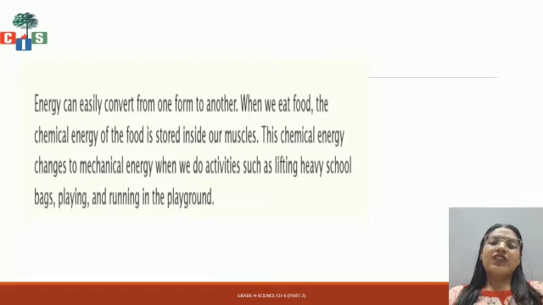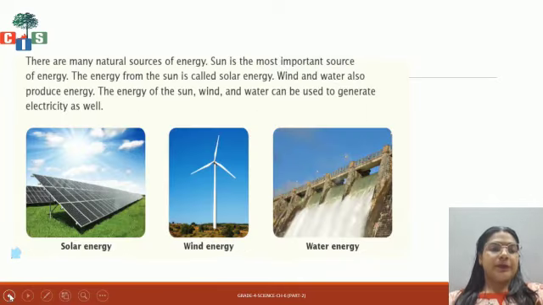The energy which was stored in the form of chemical energy inside our muscles, when we use it while running, lifting heavy books or playing, that chemical energy has been converted into mechanical energy. So our statement that energy can be converted from one form to another is justified.